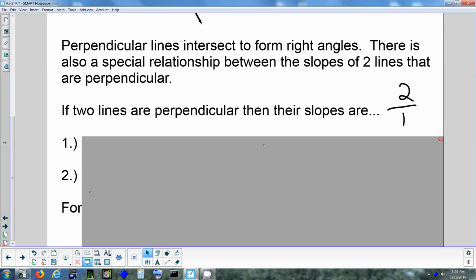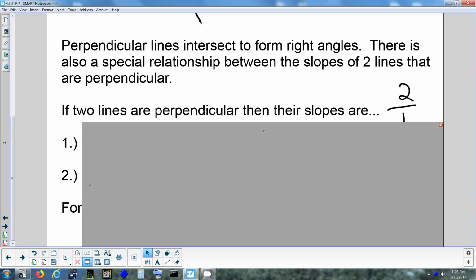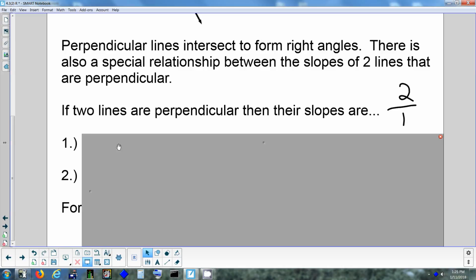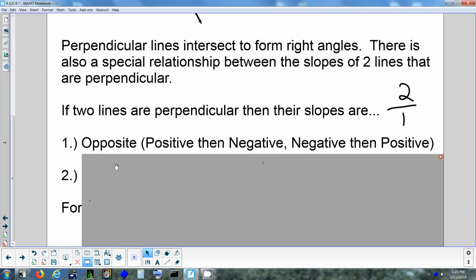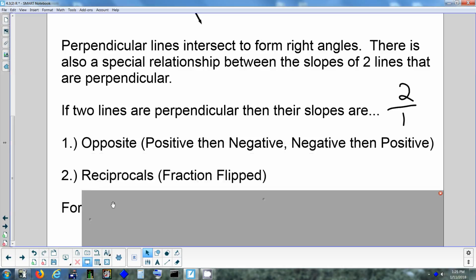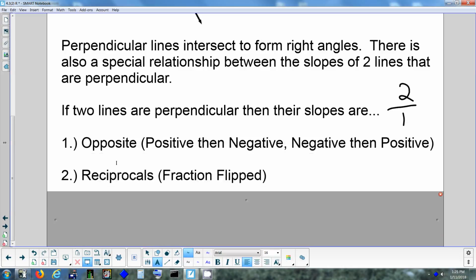What was the other thing that we talked about? Opposite, right? So if I gave you 2, what's the opposite of 2? -2. If I gave you -5, and I gave you -1/5, what's the opposite of -1/5? Not the reciprocal, just the opposite. 1/5, positive, right?